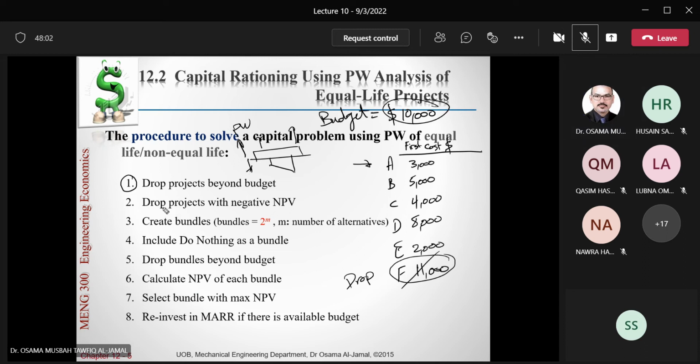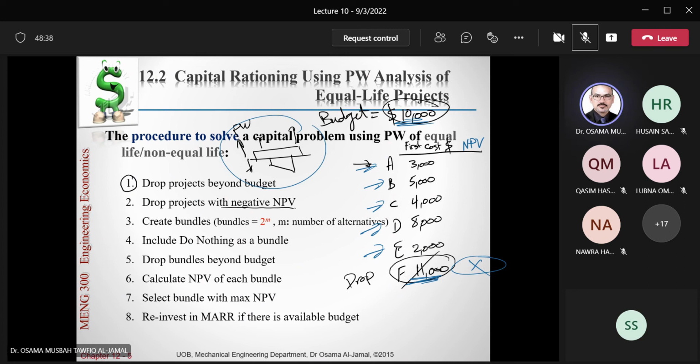Then it says drop projects with negative NPV. So what does it mean? We need to calculate the NPV for each one of them: first one, second, third, fourth, and fifth. Don't waste your time to find it for F. Why? Because from the beginning we dropped it, it's exceeding the 10,000. Let's do the calculation.